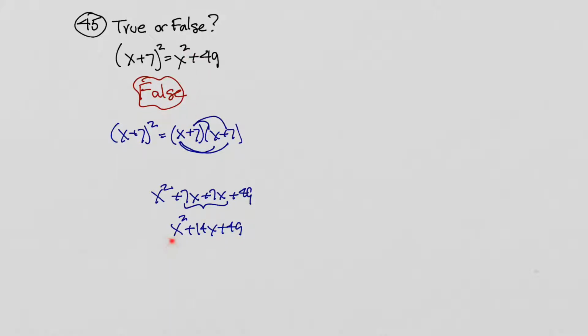Now, we can also get here using our pattern, right? We've got a pattern for this. Here's what we do. We square the first, so come back up here, square the first, getting x squared. Then you multiply these two together, 7x, but you double it, because you got two of them, one from the outside, one from the inside. So you multiply these two together, you double it, that gives you 7x, doubled is 14x, and then you square the last. So there's our plus 49.